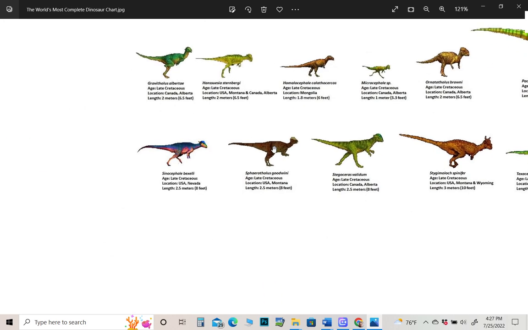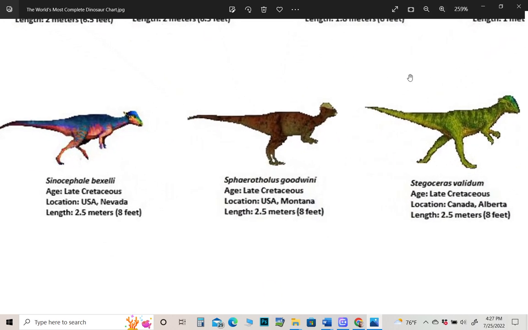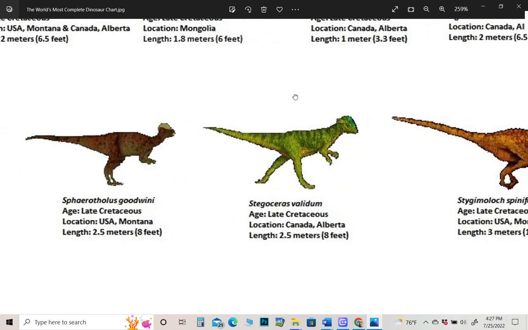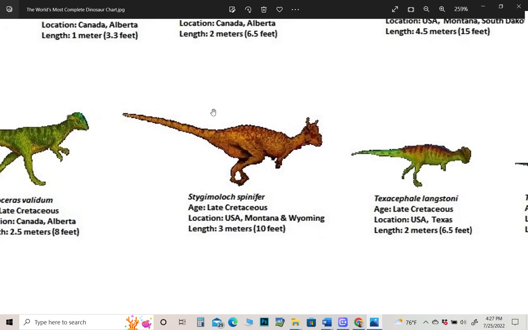Sphaerotholus, Stegoceras, and Stygimoloch, which was in the second Jurassic World movie. It's probably actually another growth stage of Pachycephalosaurus, given that we've only found subadult Stygimolochs, but no juvenile Pachycephalosaurs. So this is probably the growth stage after Dracorex, but again, it could also be its own genus, but we don't actually know 100% for certain unless we found like a herd of them or something.